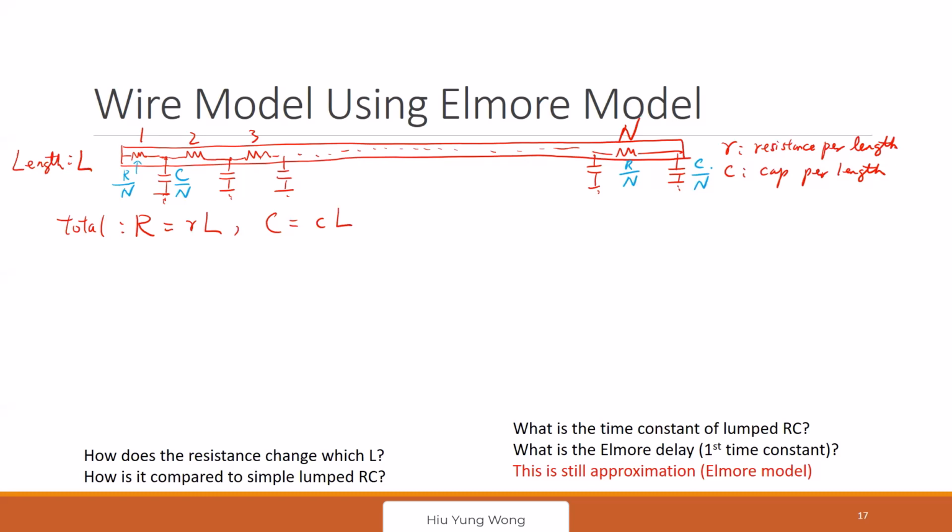Now the question is, how do I find the delay? I use Elmore's model. Think about this: how many capacitors do I have? I have N capacitors, so I put C divided by N, C divided by N, all the way to C divided by N. I have N of them. My goal is to find the delay from left to right, so I use Elmore's model. Can you tell me what is the shared resistance between the path from the source to the first capacitor and the path from the source to the final capacitor?